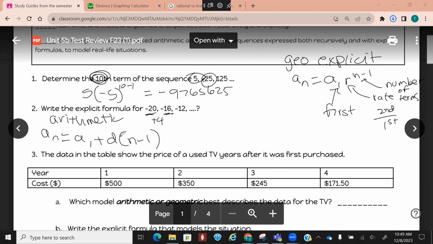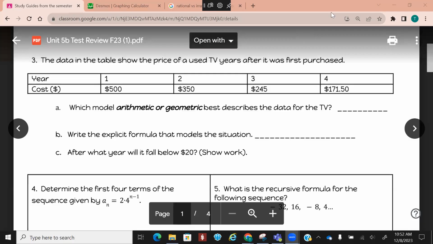So what is your a sub 1? What's your first term? Okay. What's your common difference? What are we adding by? And then we have n minus 1. There's our explicit formula. Is this geometric or is this arithmetic?